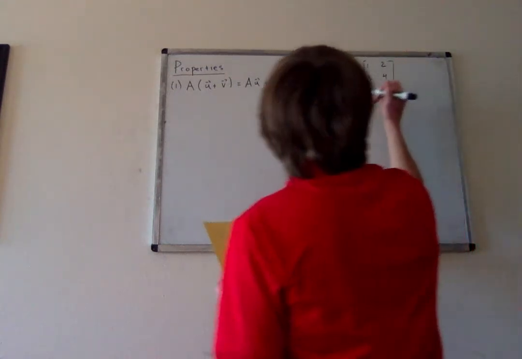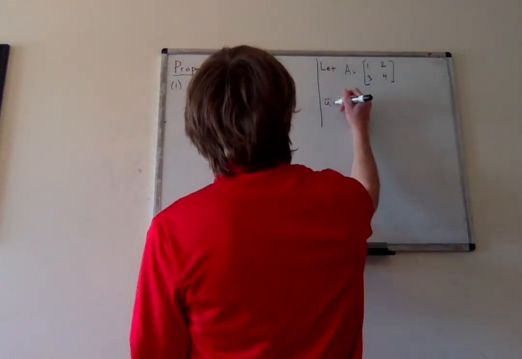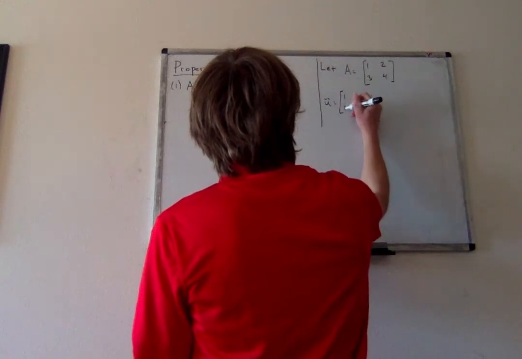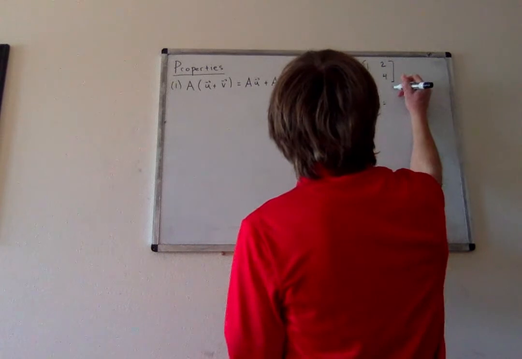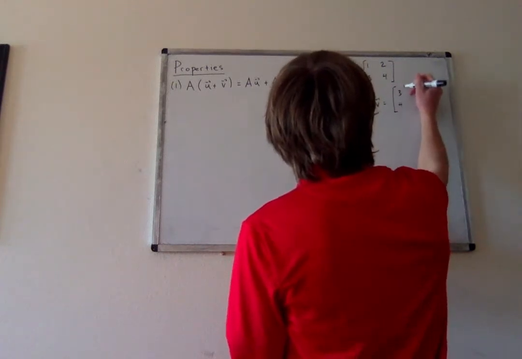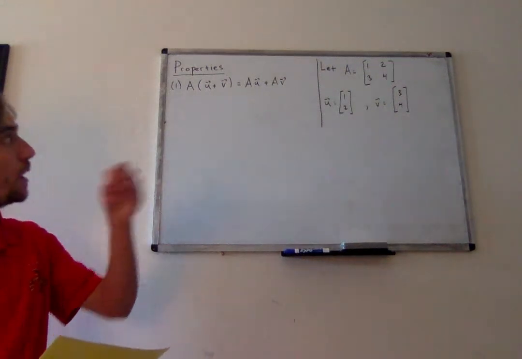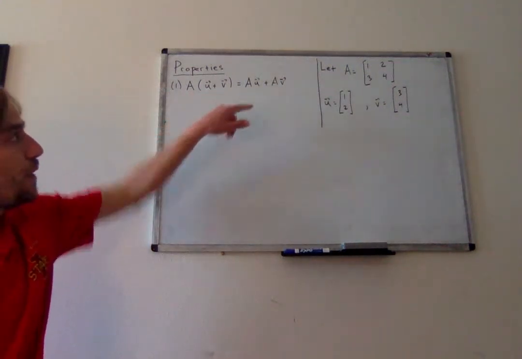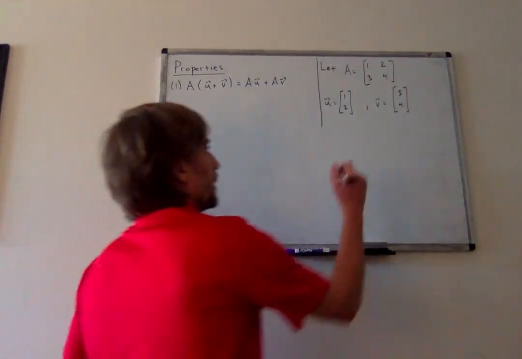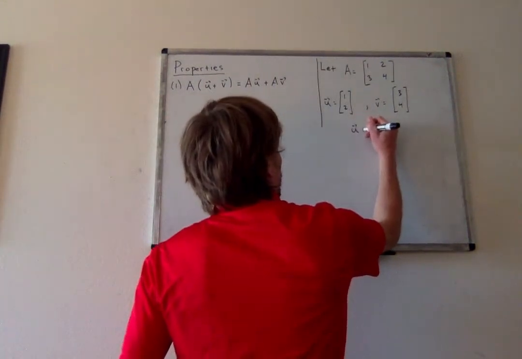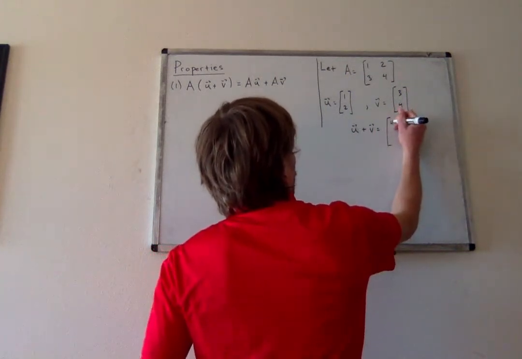So we'll let A be the matrix 1, 2, 3, 4. We'll let u be the vector 1, 2. And we'll let v be the vector 3, 4, just for some odd symmetry. All right, so we want to show that A times u plus v is equal to A times u plus A times v. So notice here u plus v, well, I just add component-wise across. So this is equal to 4, 6.